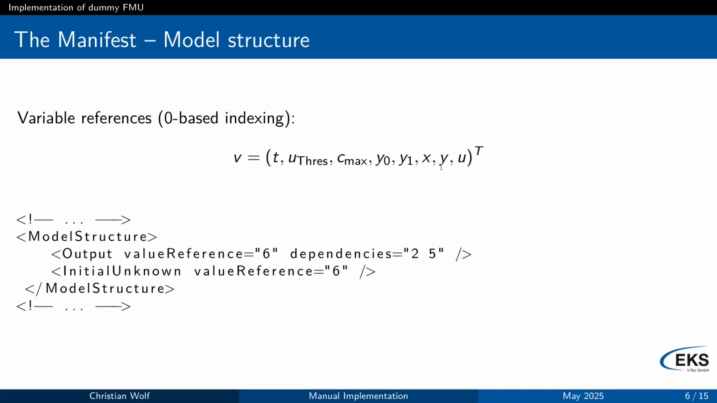And now this model structure has two things that must be there. One is you have to declare all outputs once more. So you have to say, okay, I have an output, and this is in fact number 6. So this is 0, 1, 2, 3, 4, 5, 6. And I can optionally define dependencies. If I don't define dependencies, it's assumed it depends on everything. I can also say, okay, it depends only on 2 and 5, so it is dependent on CMax, and on 3, 4, 5, so it's CMax and X.